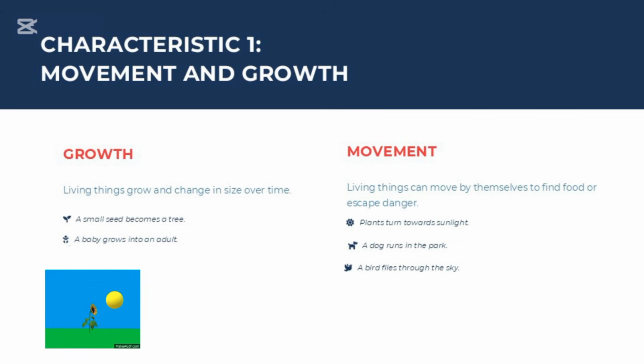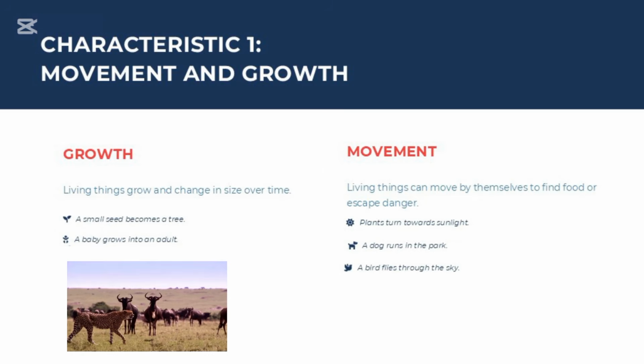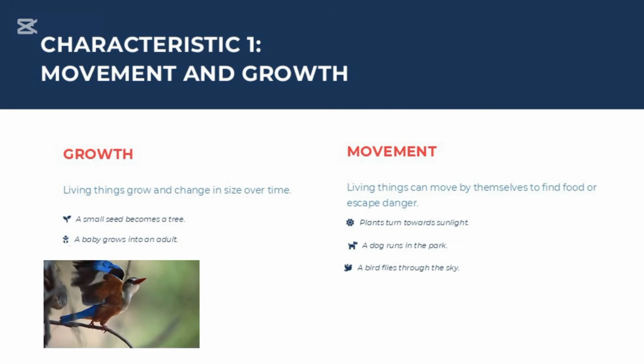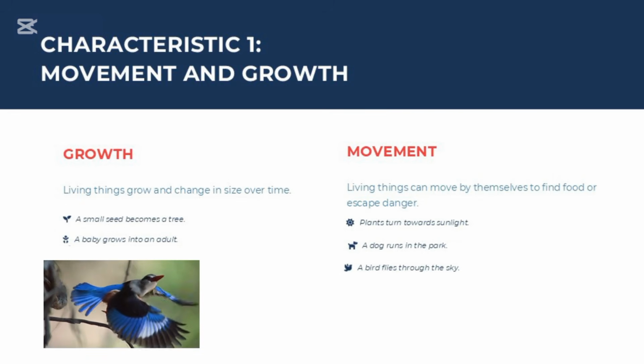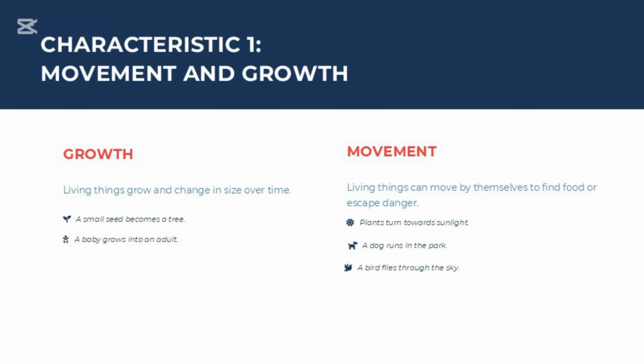Now let's think about movement. Plants, like some that turn towards sunlight, move very slowly or in response to their environment, but animals move actively. For example, a dog running in the park or a bird flying through the sky are clear examples of living things moving. Movement helps living things find food, escape danger, or explore their surroundings.